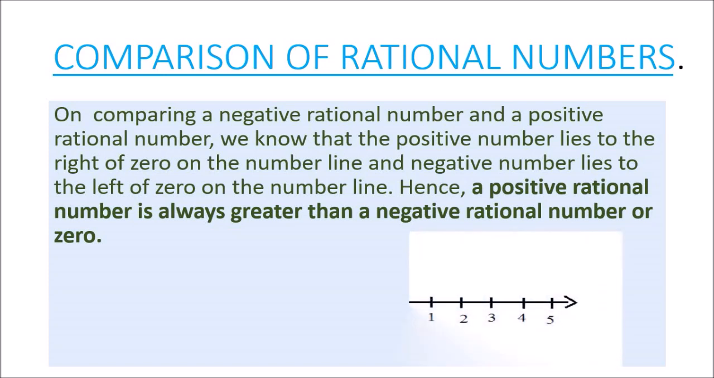Now here we can see that we have a number line and we know that when numbers are represented on a number line, the number which comes on the right of any given number will be the greater one. Hence, we can say that a positive rational number will always be greater than a negative rational number or 0.